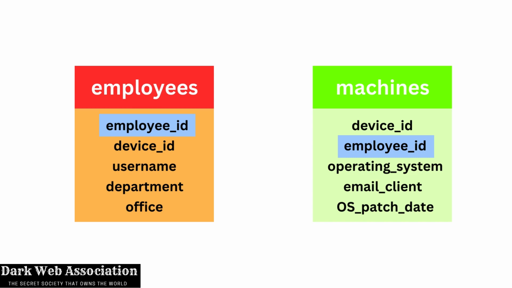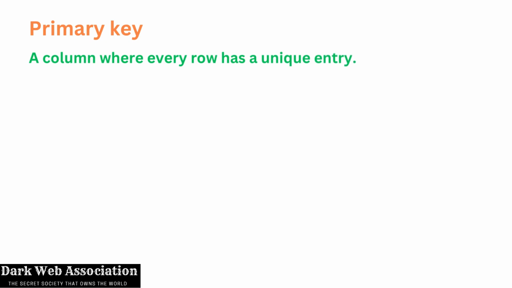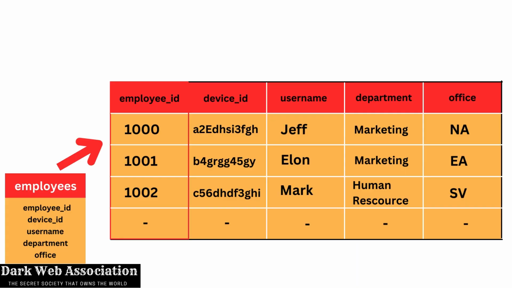There are two types of keys. The first is called a primary key. The primary key refers to a column where every row has a unique entry. The primary key must not have any duplicate values, or any null or empty values. The primary key allows us to uniquely identify every row in our table. For the table of employees, employee_ID is a primary key. Every employee_ID is unique and there are no employee_IDs that are duplicate or empty.